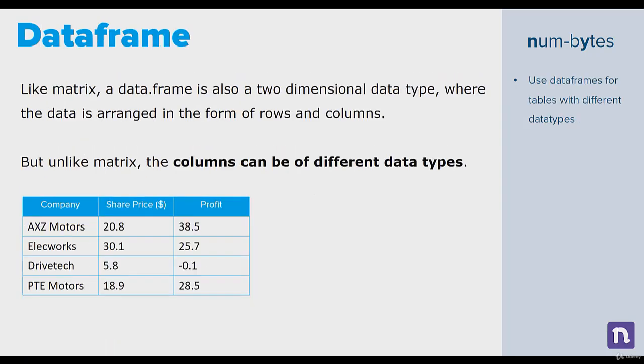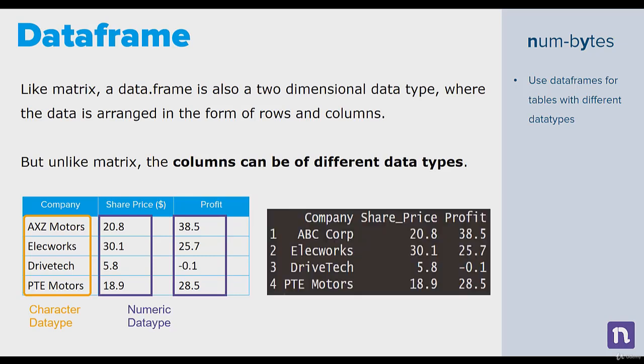Next comes data frames. Data frames are practically very useful because most work that you will do in R is done on a data frame. The main difference between a matrix and a data frame is a data frame can contain columns of different data types, unlike a matrix. So in this example you have the first column which is a character data type, and the second and third columns are of numeric data type. In your RStudio console it might look something like this.